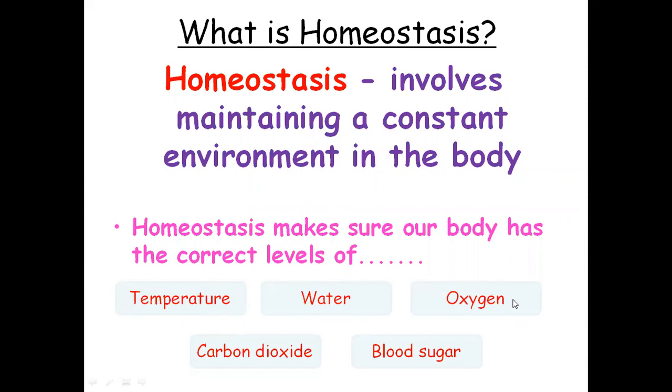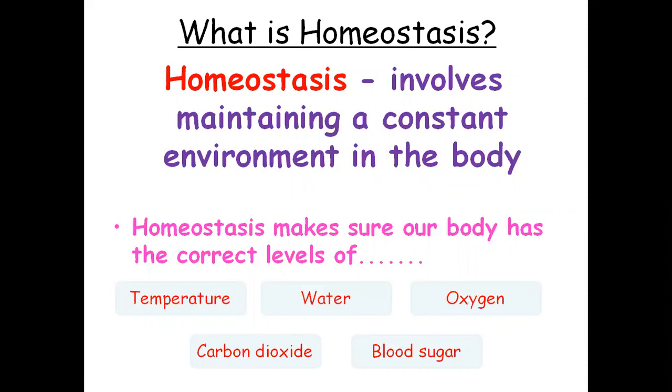The oxygen level should also be maintained in our body. There should be a specific level of oxygen so that our body cells work efficiently. Oxygen is needed for the process of respiration, while carbon dioxide is produced as a result of respiration, so the carbon dioxide should be eliminated from the body.